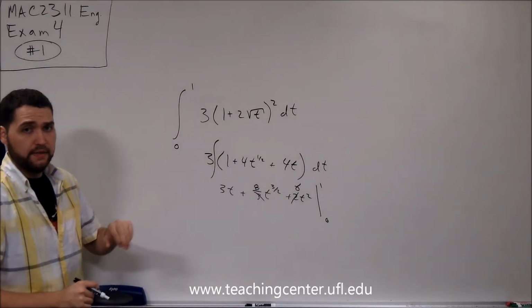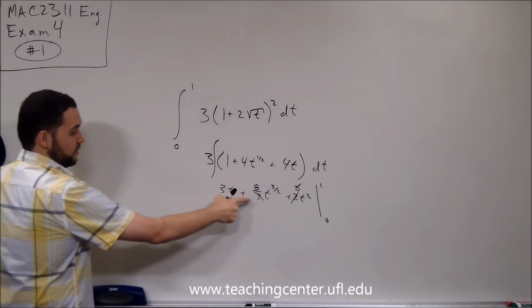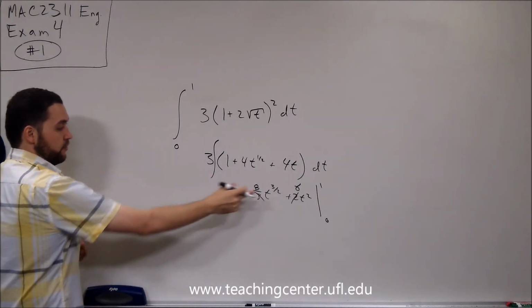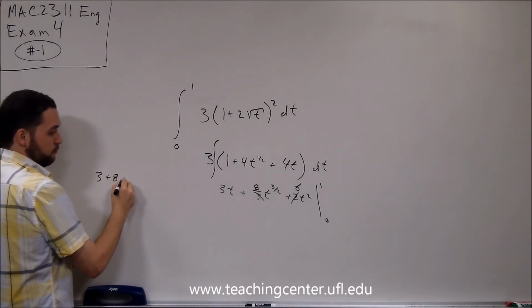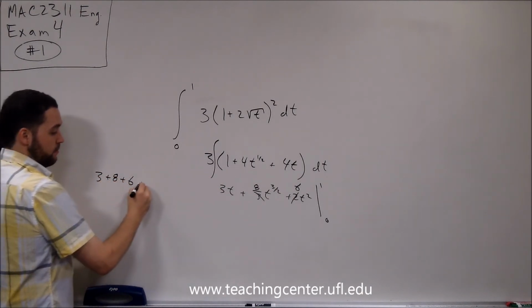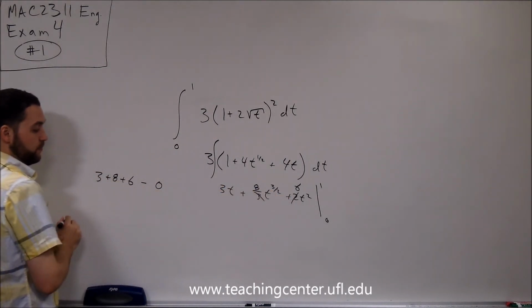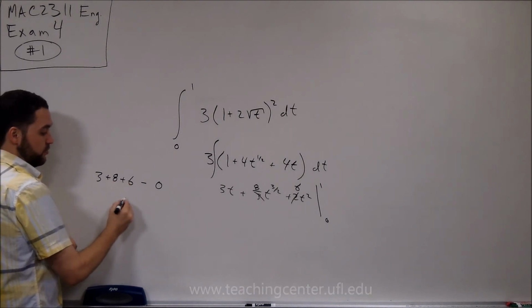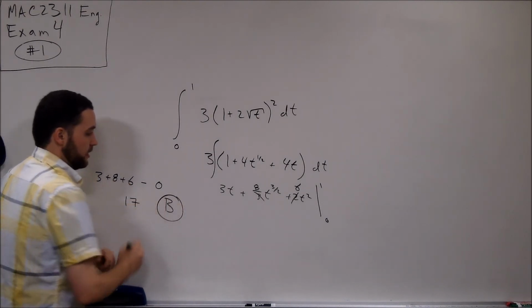The dt goes away in the integration process. Right now we want to evaluate this, and it's always top minus bottom. So you plug the 1 in, and you get 3 plus 8 plus 6, then minus, and when you plug the 0 in, these all go to 0, so it's just minus 0. And 3 plus 8 plus 6 is just going to be 17. So that's going to be answer choice B. And that's all there is to it.